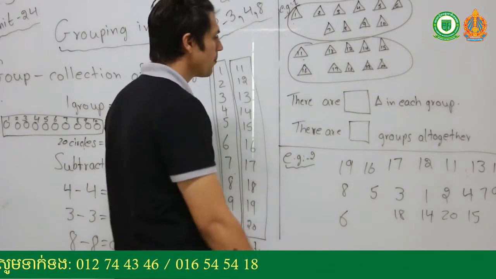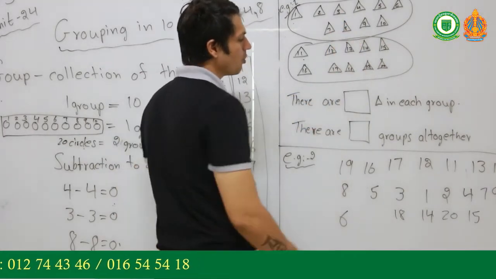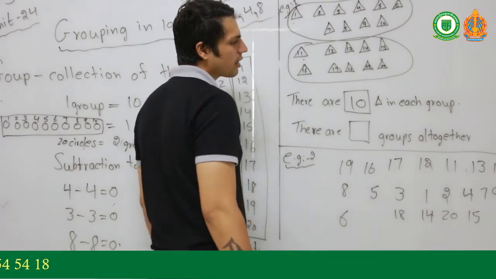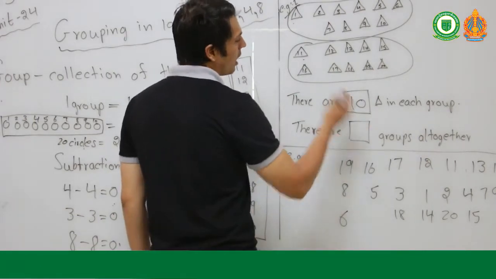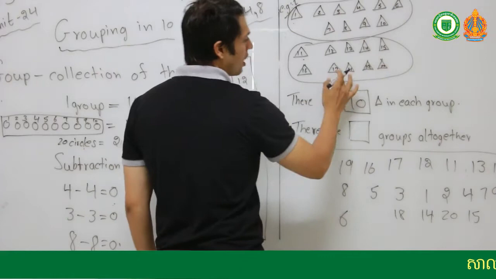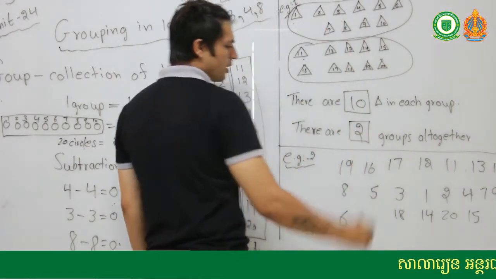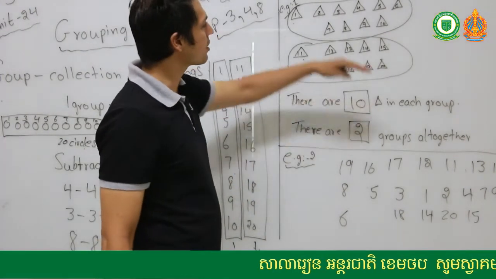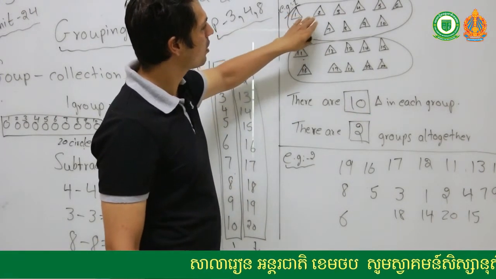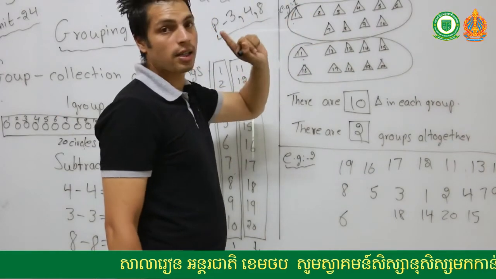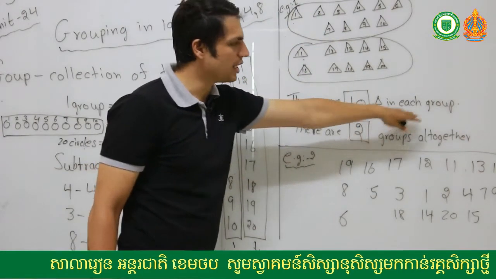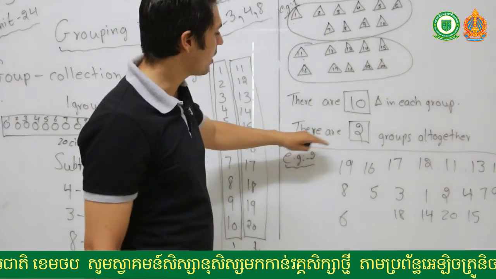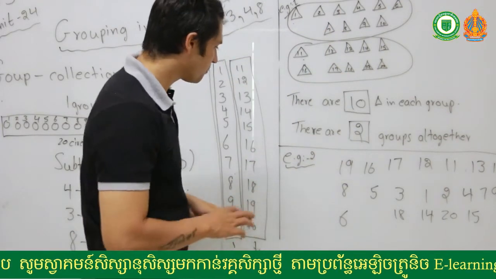2 groups. Okay. So how many triangles in one group? There are 10 triangles in each group. So how many groups are there? 1 and 2. So we have 2 groups. So there are 10 triangles in one group. 1 until 10. So 10 triangles in each group. And there are 2 groups altogether.